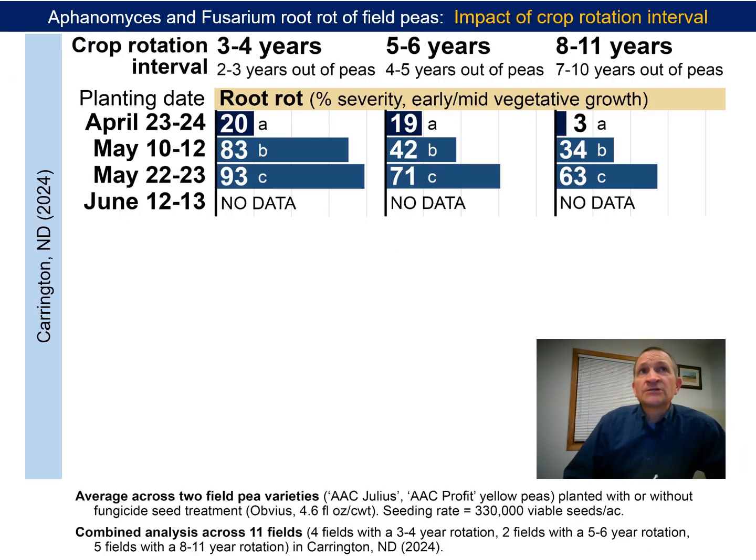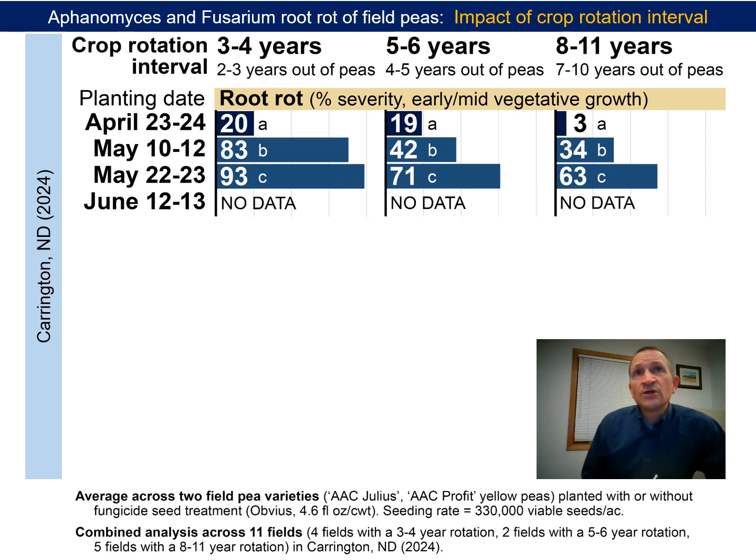And so what I have here is a combined analysis. You have the planting date on the left, and on the top you see your crop rotation interval. This is a combined analysis across multiple studies. So you're looking at 4 fields that had a 3 to 4 year rotation, 2 fields with a 5 to 6 year rotation, and 5 fields with an 8 to 11 year rotation. And this is the average across all of those.